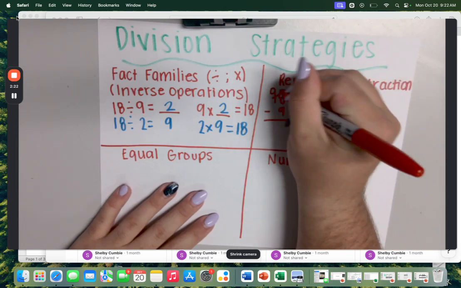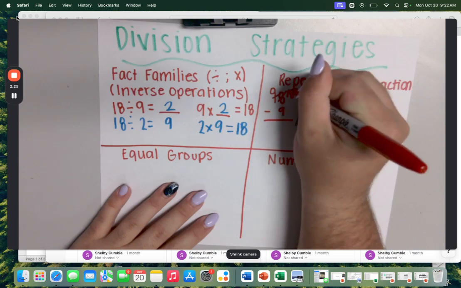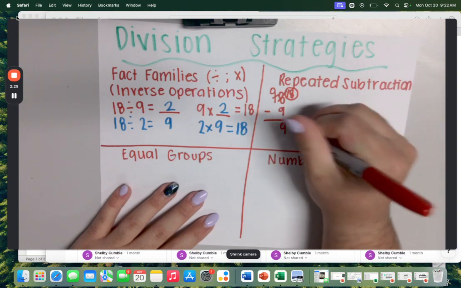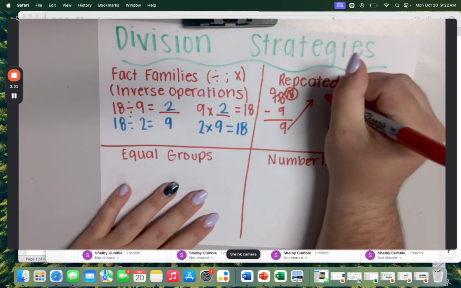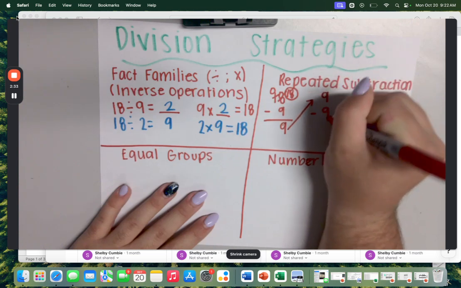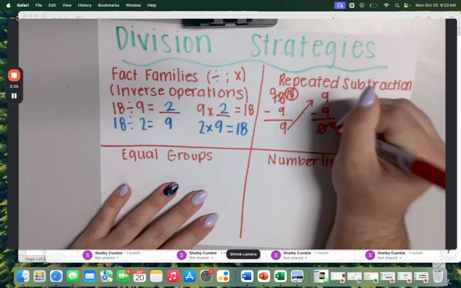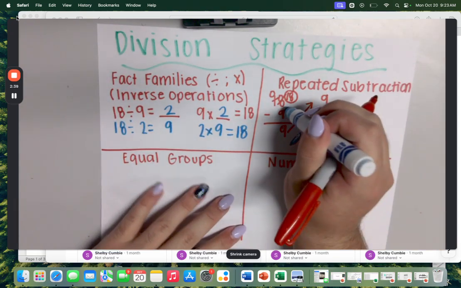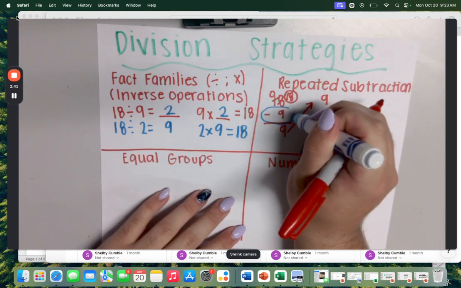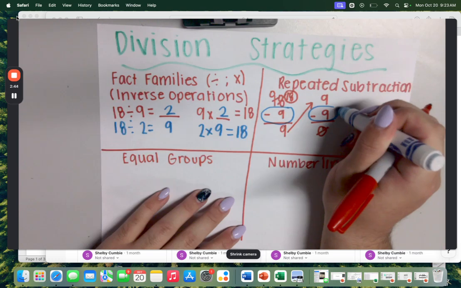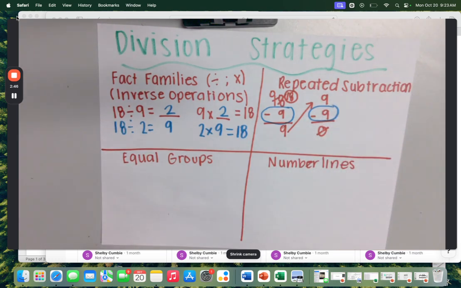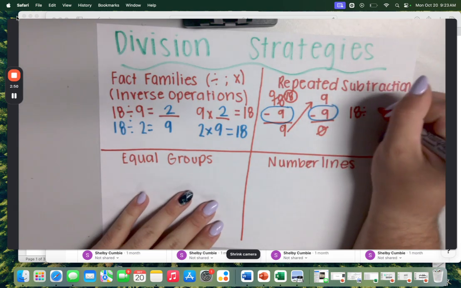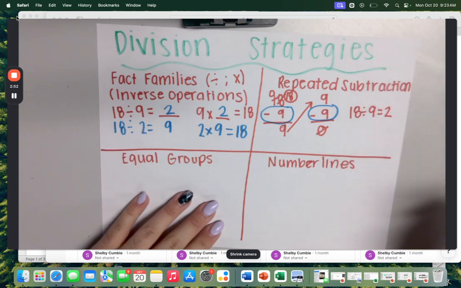So when I regroup, 18 minus 9 I know is 9. Now I'm going to carry this 9 up. 9 minus 9 is 0. So once I've gotten to 0, I know I can go back and count. So I find my subtraction marks, and I've subtracted twice, so I know 18 divided by 9 equals 2.